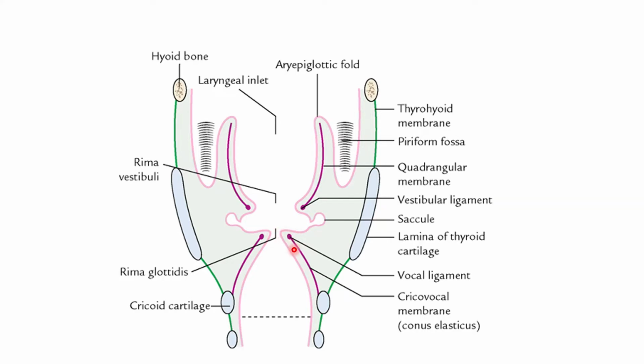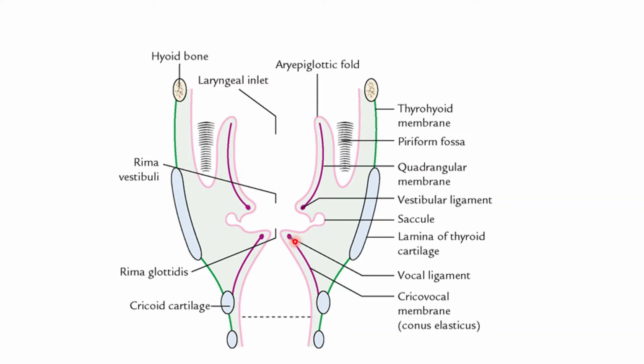The vocal fold below contains the ligament beneath it, which is called the vocal ligament, whereas the vestibular fold contains a ligament beneath it, which is called the vestibular ligament. And this fold, that is the vestibular fold, is mainly the lower free border of the membrane, which is called the quadrangular membrane. On the other hand, the vocal fold is the upper free border of the membrane called the cricovocal membrane over here. So, the vocal fold is the part of the cricovocal membrane, whereas the vestibular fold is the part of the quadrangular membrane.